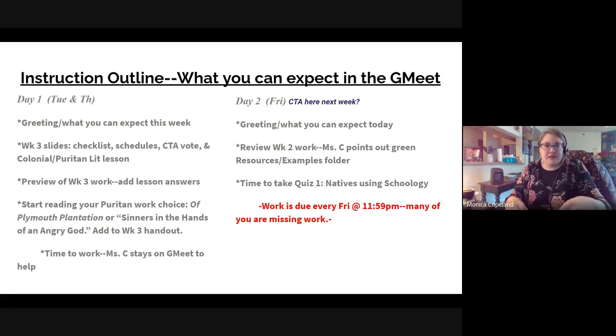So today, as per usual, I'll go over what you can expect, including the week 3 slides, the checklist, schedules. I'll talk a little bit about the CTA vote, and then give you a lesson on colonial and puritanical lit. So in other words, the second part of Unit 1. The first part is natives, second part is Puritans.